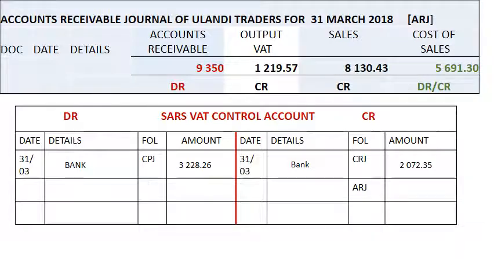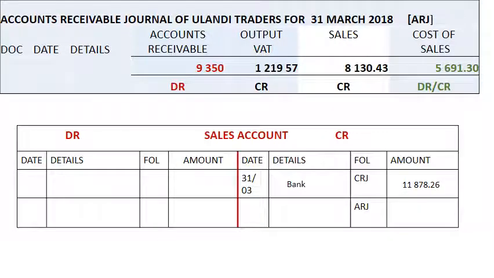The output VAT column will be posted to the SARS account in the general ledger on the credit side. It will be posted as at 31st of March. Details, accounts receivable, posted from the ARJ, amount as calculated in the journal. The sales column will be posted into the sales account in the general ledger. On the credit side, date 31st of March, details, accounts receivable, posted from the ARJ, total amount as reflected in the journal.